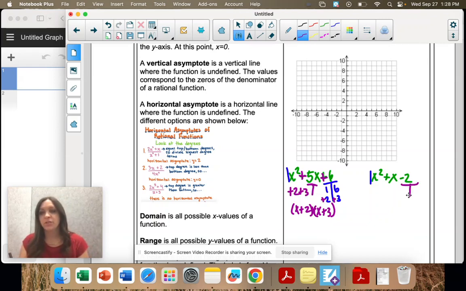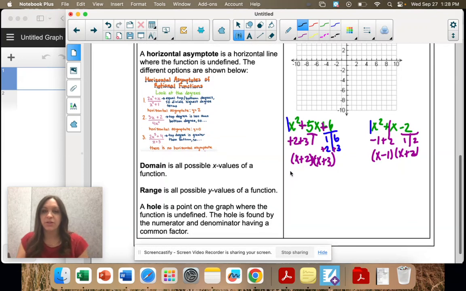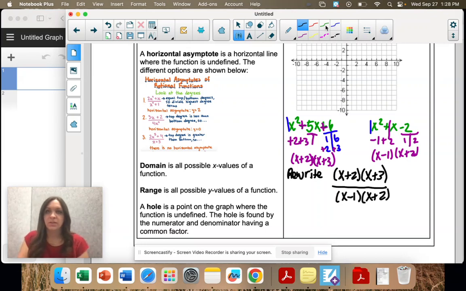So over here, our only options are 1 and 2. We just got to figure out how to put them. So -1 plus 2 gives us this positive 1, and they multiply to the negative. So x minus 1, x plus 2. Okay, so I'm just going to rewrite. We have x plus 2, x plus 3 divided by x minus 1, x plus 2. So first thing I want you to notice is these are the same. That gives us a hole when we cancel them out.